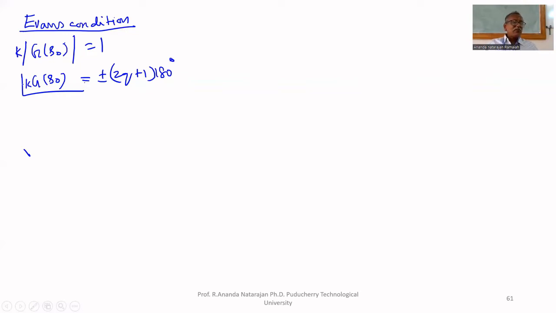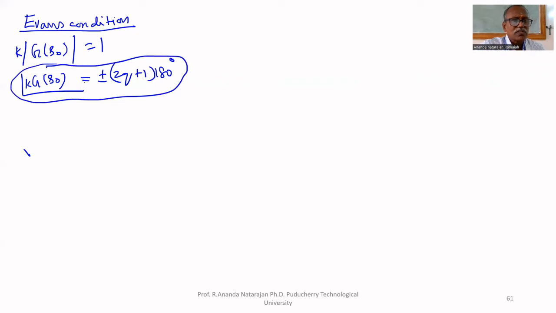For any value of k, the first condition will be satisfied. Therefore, to draw the root locus, we need not bother about the first condition. So we have to consider the second condition alone to draw the root locus. Therefore, we'll apply the second condition.